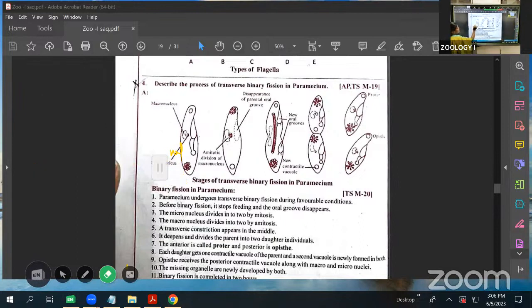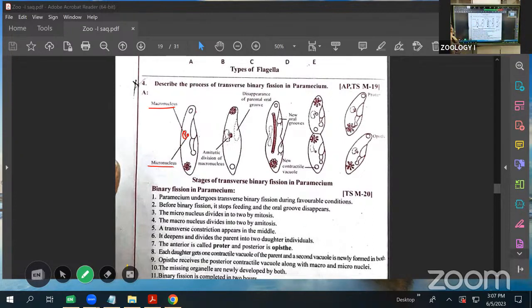Observe the diagram here. This is the paramecium. The structure is like this. Inside it, 2 nuclei are present. The bigger one is called the macronucleus, and the smaller one is called the micronucleus.